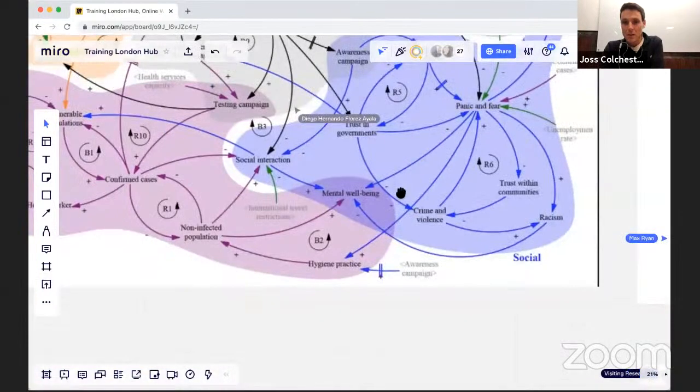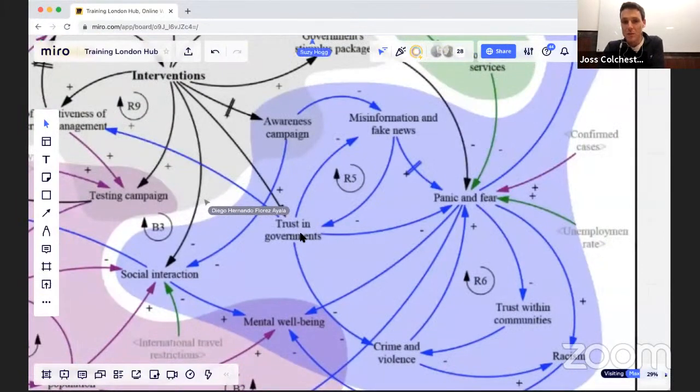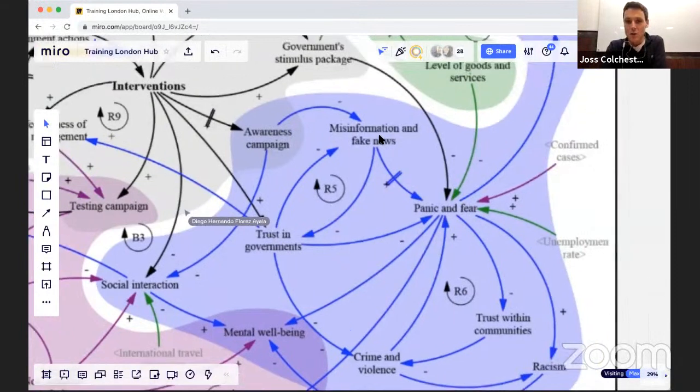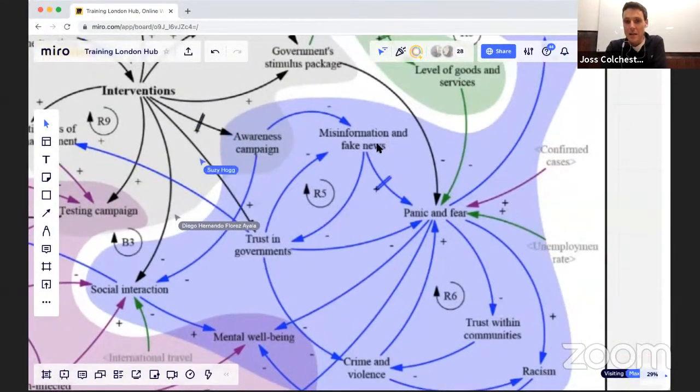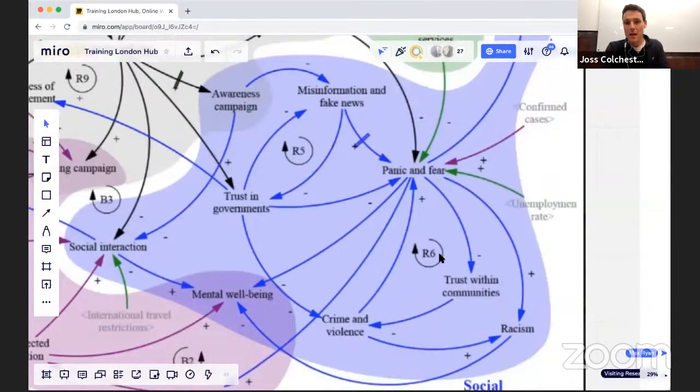So let's take a look at one of those. This is an interesting one: trust in government and misinformation, right? So the less trust in government, the more people are prone to accept misinformation about their government and the situation. And then again, the more misinformation, the less likely they are to trust in their government, because that information is often against the government and its protocols and so forth. So that's a reinforcing loop there also, a direct one.